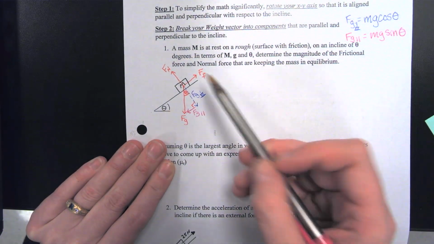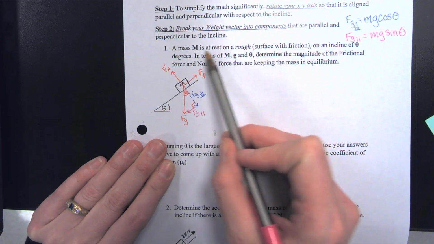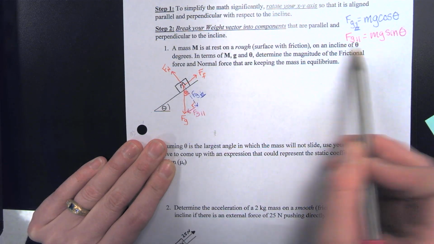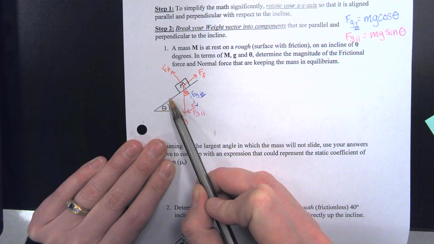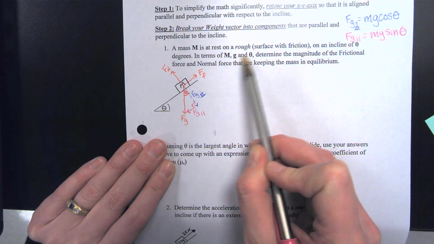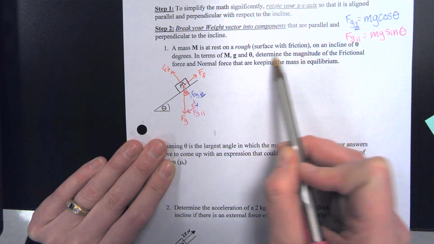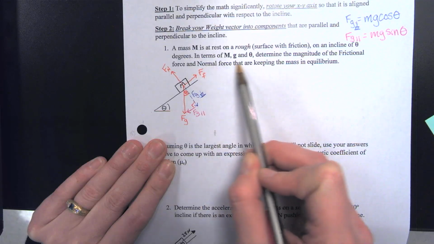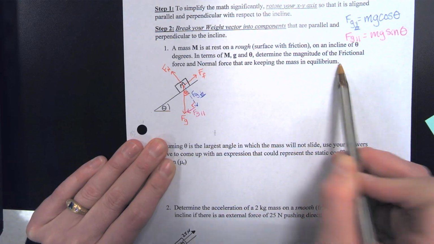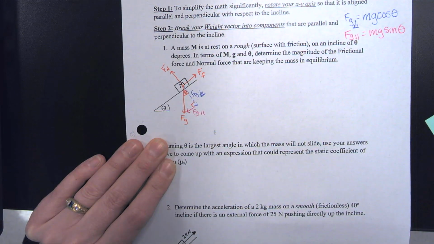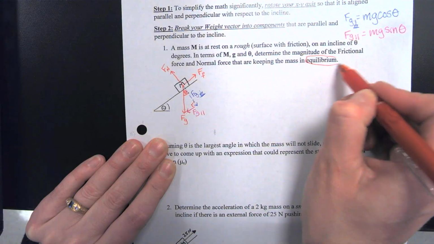So we have this mass, capital M, that's at rest on a rough surface with friction with an incline of theta degrees above the horizontal. In terms of mg and theta, derive or determine the magnitude of the frictional force and normal force that are keeping the mass in equilibrium. So it's in equilibrium. So this is critical.